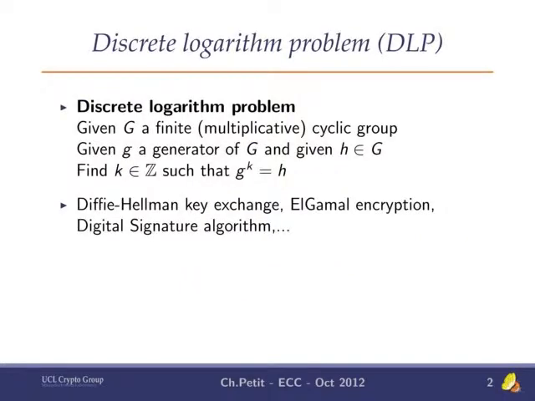As you know, the discrete logarithm problem is the following one. You're given a cyclic group G, a generator of that group, and another element H, and you want to find some integer k such that H is equal to g to the k. It has many applications in cryptography, including Diffie-Hellman key exchange, ElGamal encryption, digital signature, and so on.